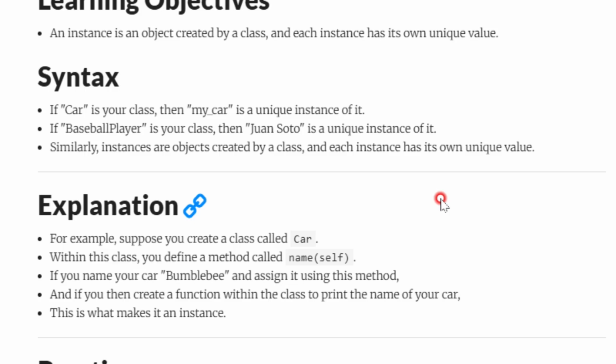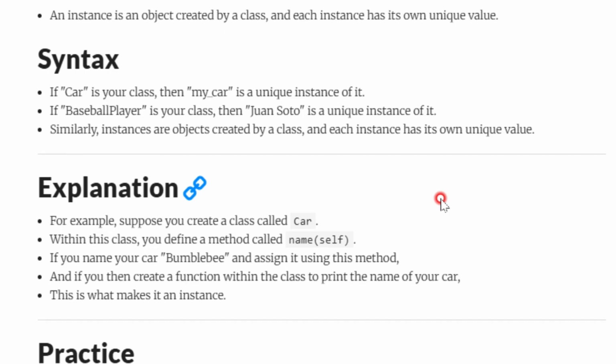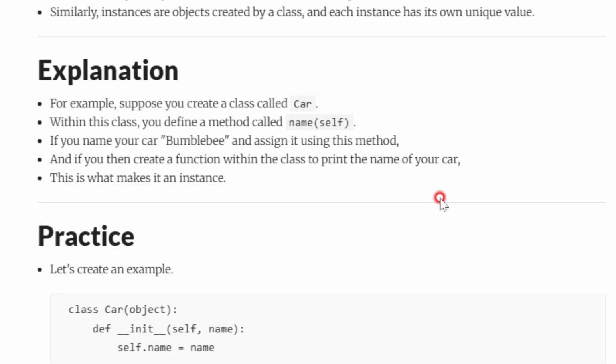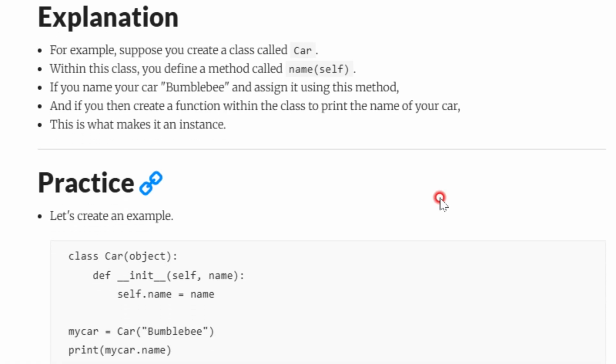Now let's apply this idea to programming. Suppose we create a class called car. This class acts as a template for all cars, but each actual car we create from it is a separate instance. To make a car instance, we need to define attributes for our car class. Let's say we want each car to have a name. When we create a car, we will give it a specific name and store that name inside the object.